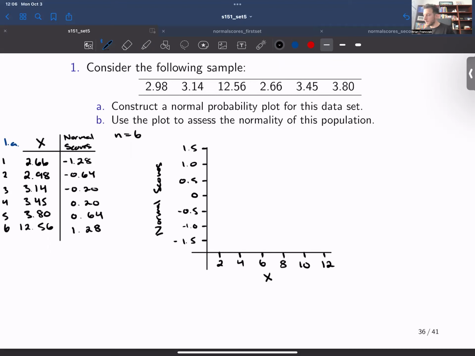So now all we have to do is take each observation with its normal score and mark it down on our axis. So for example, 2.66 is right about here, up to negative 1.28, which is right about there. So this is our first value: 2.66, negative 1.28, right? And then we'll take 2.98 right about there, mark that down with its value, which is going to be right about here. And then we'll take our next value, which is 3.14, mark it down with its quantity, which is going to be right about here.